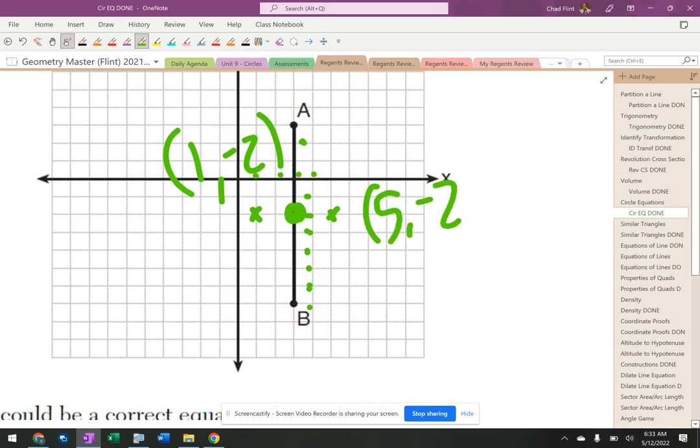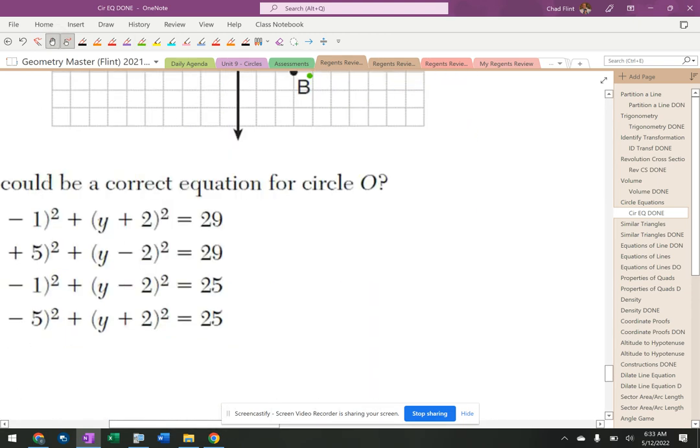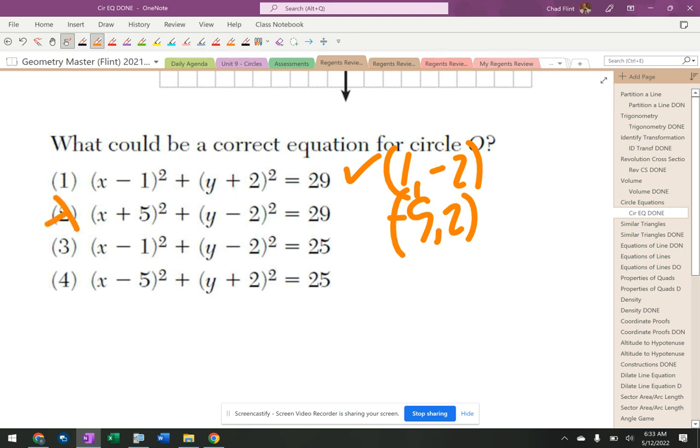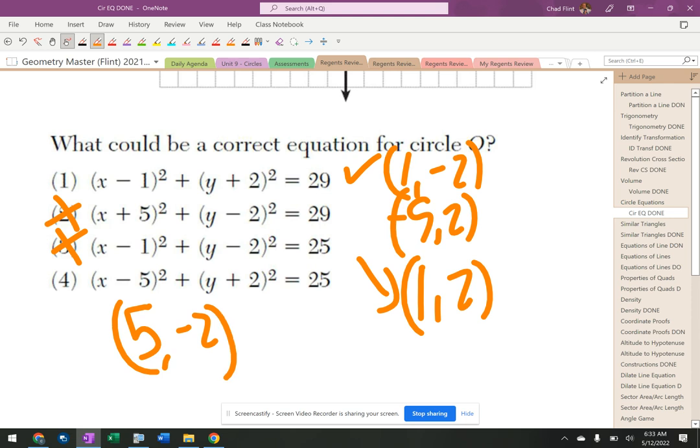So let's go down and look at our choices and see if that helps. All right, so this one is 1, -2. This one is -5, 2, so that's wrong. This one is 1, 2, so that one's wrong. This one is 5, -2, and that's possible. So it's either 1 or it's 4.